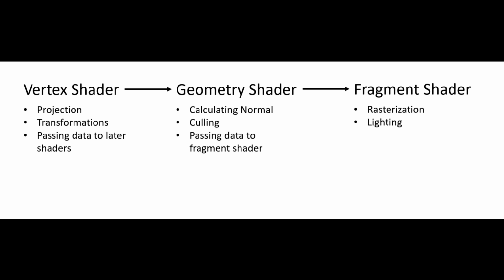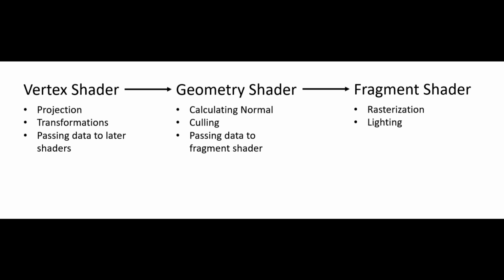Next comes the geometry shader. The geometry shader is between the vertex shader and the fragment shader. It gets all 3 vertex positions at the same time, already projected, all of that. And what it does is, like I showed earlier, it calculates the normal and also the culling. And also if the vertex shader needs to pass things like texture coordinates or normals to the fragment shader, the geometry shader passes those things to the fragment shader.